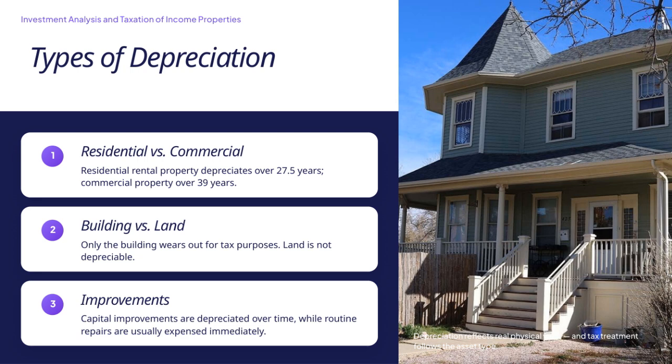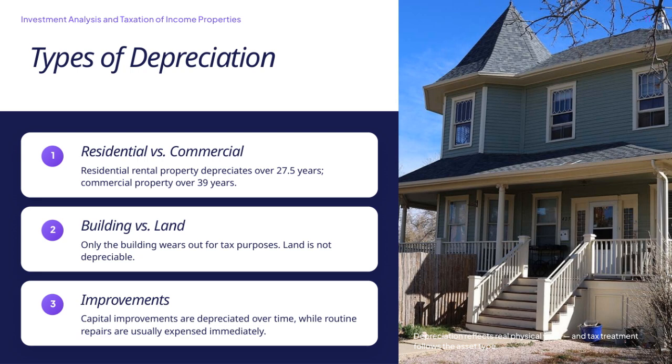Next, consider the distinction between the building and the land it sits on. For tax purposes, only the building itself can be depreciated because land doesn't wear out or lose value in the same way. So when calculating depreciation, you need to separate the value of the land from the value of the building. Finally, there's a difference between capital improvements and routine repairs.